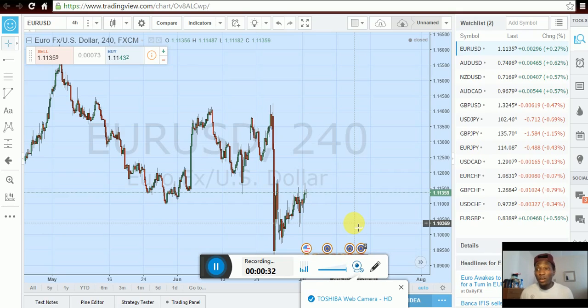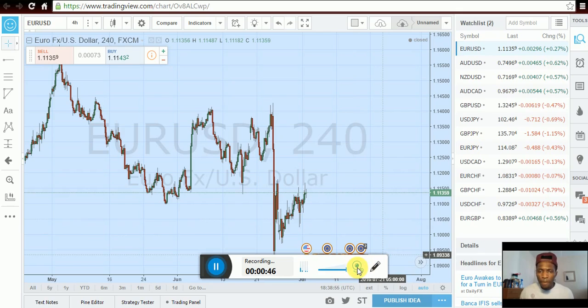So anyway, I've got a few currency pairs that I want to go through with you guys today. I want to show you guys a few trading setups that you might want to keep your eye on as we head into next week trading in the forex market. So let's go over to the chart.